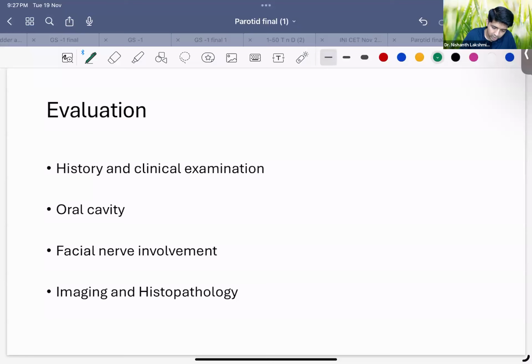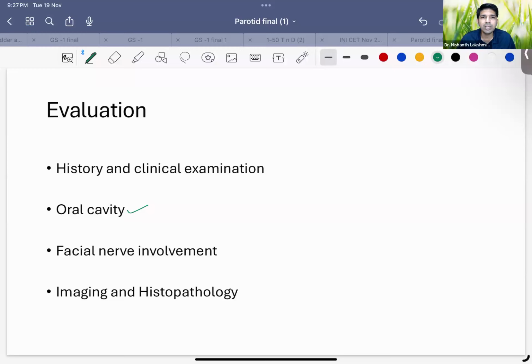Now moving on to evaluation and investigation. First and foremost, history and clinical examination is of utmost importance. In that, examination of the oral cavity, in my opinion, is very important. Of course, the rest of it you already know, curtain sign, mobility, all that you're going to check. But why is oral cavity examination very important when we are talking about parotid glands? About the deep lobe involvement, sir. To know about the deep lobe involvement.